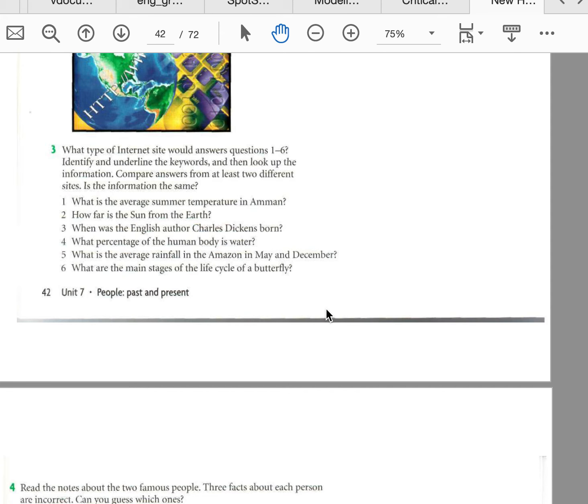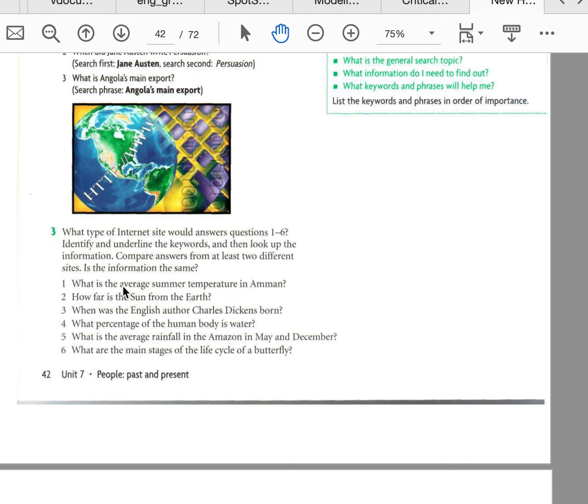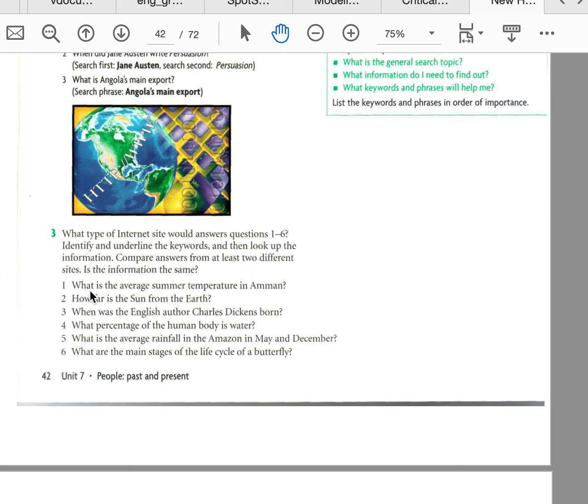Now the possible answers for these questions. Let's go over these questions one by one. What is the average summer temperature in Amman? Where do I go if I want to know this? I will say use a search engine, Google, Yahoo, whatever.